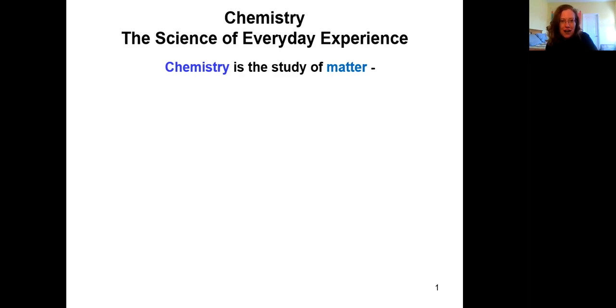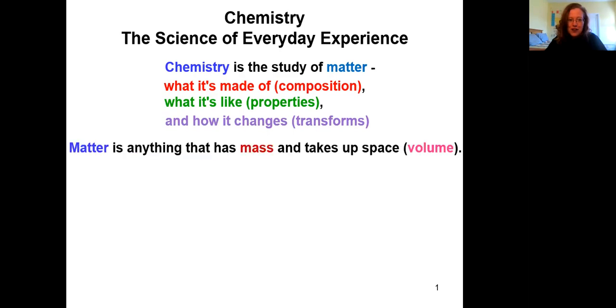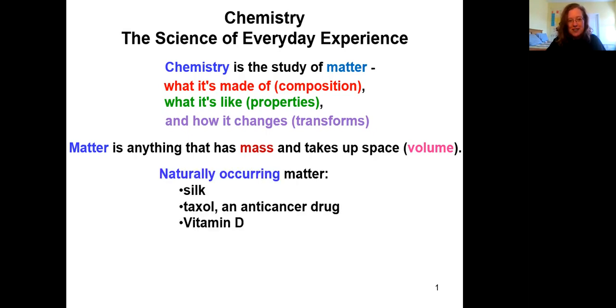Chemistry is the study of matter: what it's made of, meaning its composition, what it's like, its properties, and how it changes, how it transforms. Matter is anything that has mass and takes up space. Mass is sometimes found by measuring weight, but anything that I can touch and work with has mass. And volume is a fancy word for the space that it takes up.